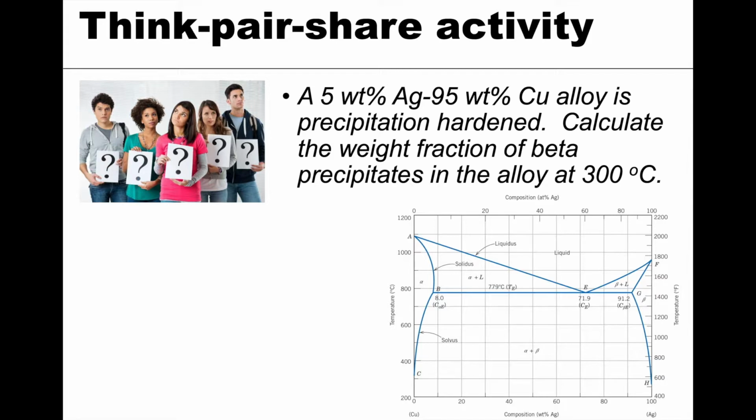So we have a 5 weight percent silver remainder, so 95 weight percent copper alloy. So this is the precipitation hardened alloy. And I want you to calculate the weight fraction of beta precipitates in the alloy at 300 degrees. So use what we've learned so far about eutectic and also just determining compositions and phase amounts to calculate the weight fractions of beta precipitates at this temperature. So do that, come back, we'll go through this one, and then we'll start another problem after that.